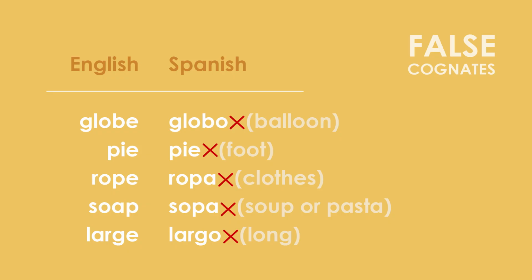Another word is ropa. In Spanish, ropa, mi ropa. In English, you cannot say rope because rope is what you use to tie something or to get someone out of a hole.